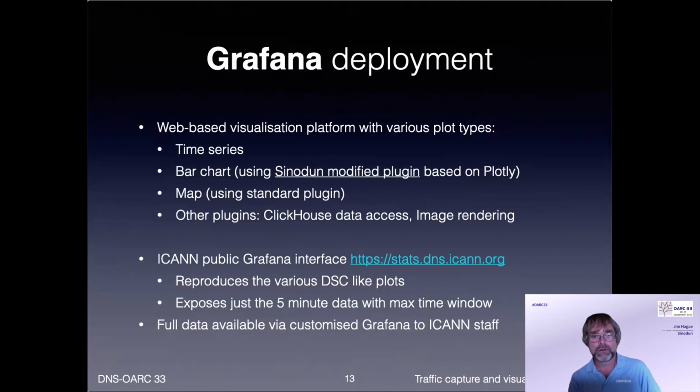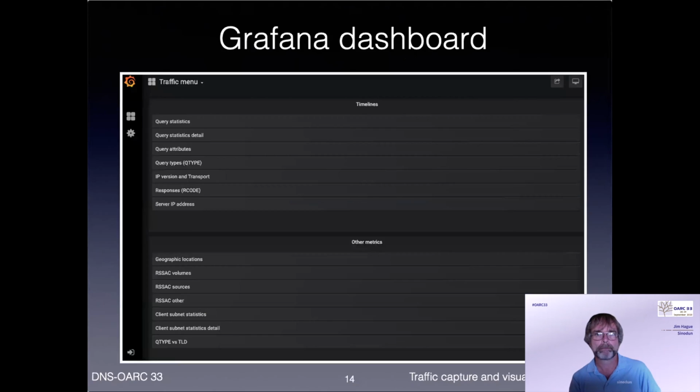You can go and look now at the live public interface at stats.dns.icann.org, and you'll find it reproduces various DSC-like plots. Currently, this is exposing just 5-minute data, and there is a maximum time duration window as we assess the performance impact on the cluster. ICANN staff internally have access to a different Grafana setup with access to plots based on 1-second aggregation and various other non-public graphs. So I'll conclude with just a quick run through of some screenshots so you can see what you're likely to be up against.